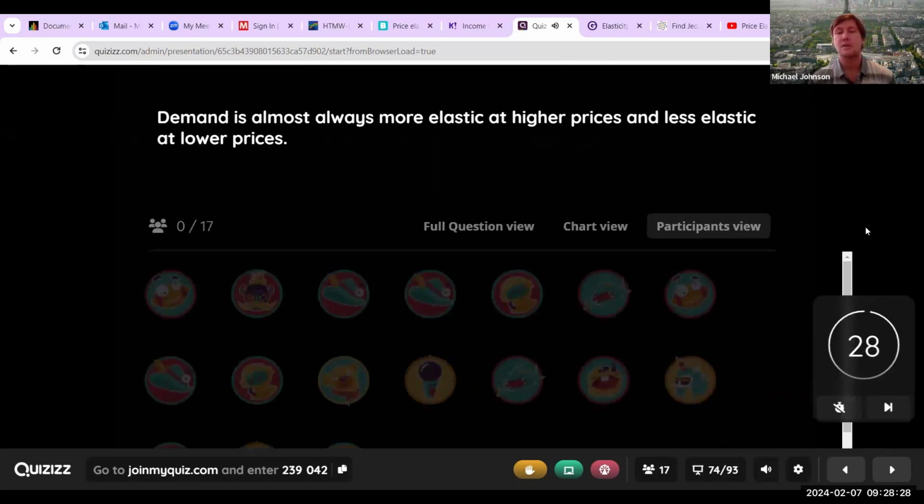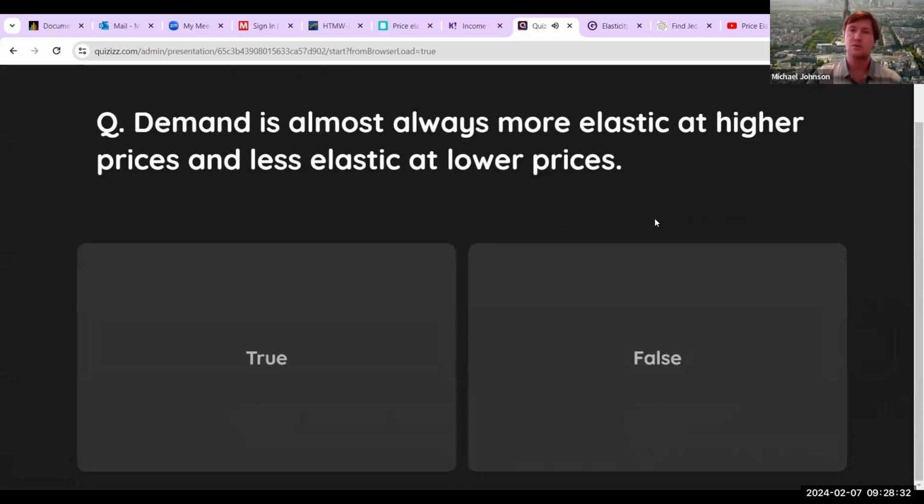So demand is almost always more elastic at higher prices and less elastic at lower prices. True or false?